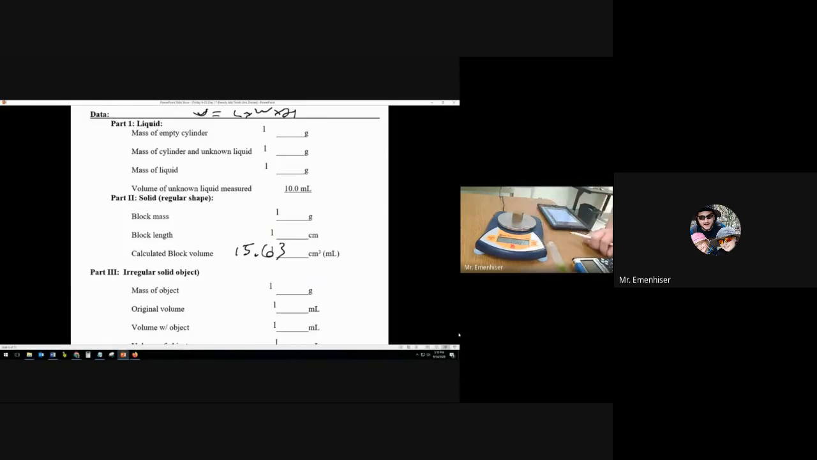All right, now I'm going to mass the block. What's my mass? That's a little block. It's only 2.5 centimeters wide. And look at the mass here. 136.08 grams. It's pretty heavy for its size. So that's density. It's surprisingly heavy. I was not expecting a value that much. And then our block length was 2.5, which we already knew. So there's our data. So go ahead and copy that down.